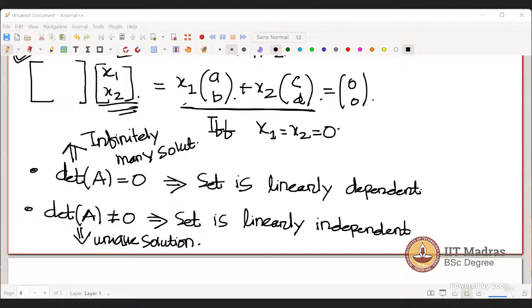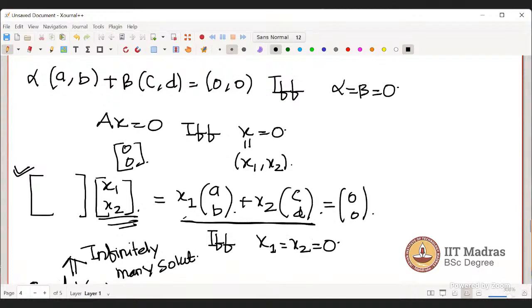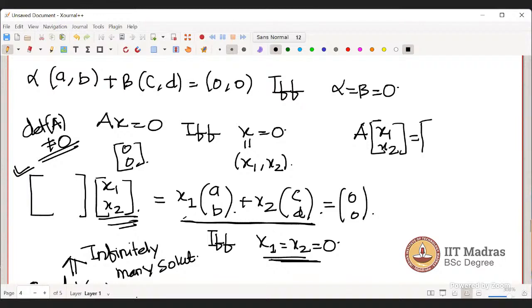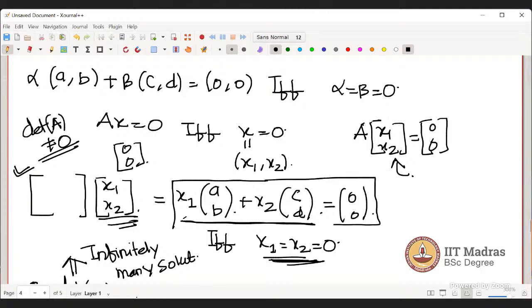No, here I was trying to show that if the determinant of the matrix is non-zero, then this is the only solution for this system, A times (x1, x2) equal to (0, 0). This is the only solution to this system, right? Yes, sir. So the solution of the system is equivalent to this fact. Okay, so thank you.